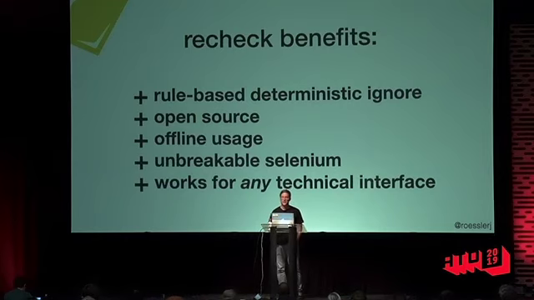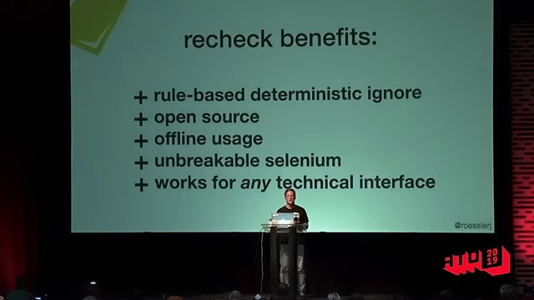So the benefits of recheck, to summarize, it gives you rule-based deterministic ignore. So you don't need, like with pixels, you don't need to ignore parts of the image. You don't need to use AI or any other stuff. It's a deterministic ignore of what you're not interested in. It's open source. You can use it offline. It gives you unbreakable Selenium. And in theory, it works for any technical interface.